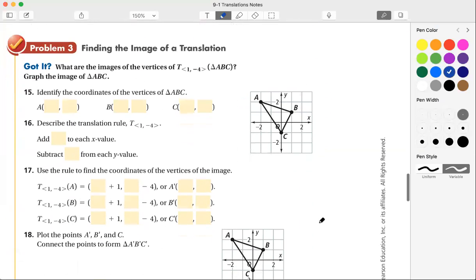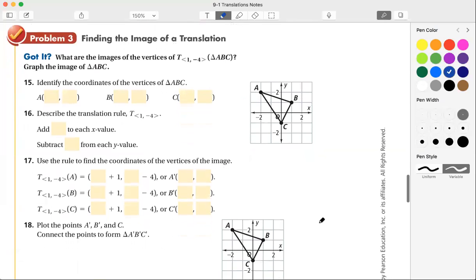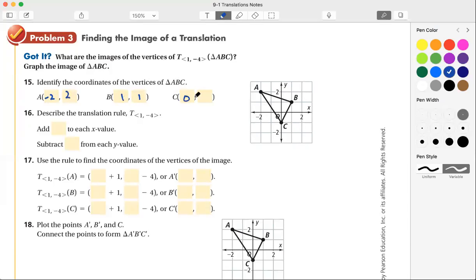All right, find the image of a translation. What are the images of the vertices of triangle ABC under T of 1, -4? Graph the image of triangle ABC. We first identify the coordinates of the vertices of the original triangle. A is at -2, 2, B is at 1, 1, and C is at 0, -1. The rule for the translation is we're going to add 1 to the x value and subtract 4 from the y value.